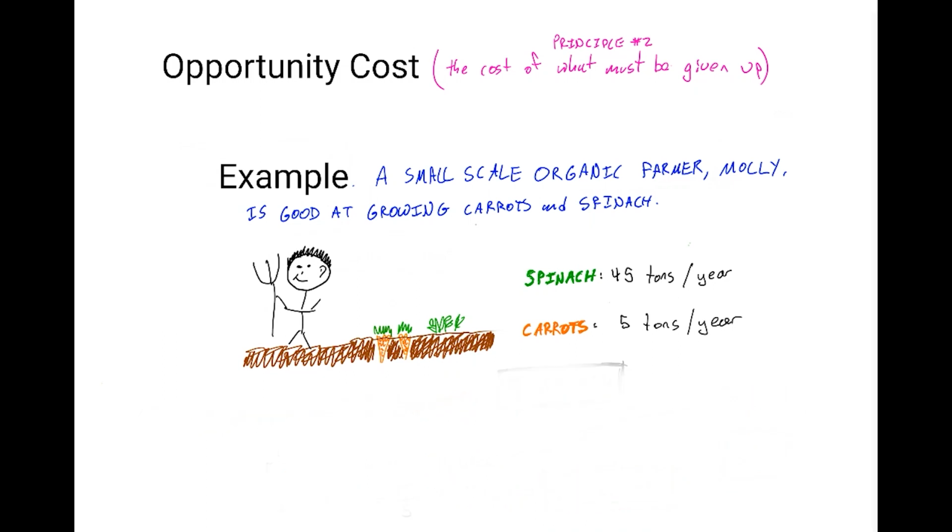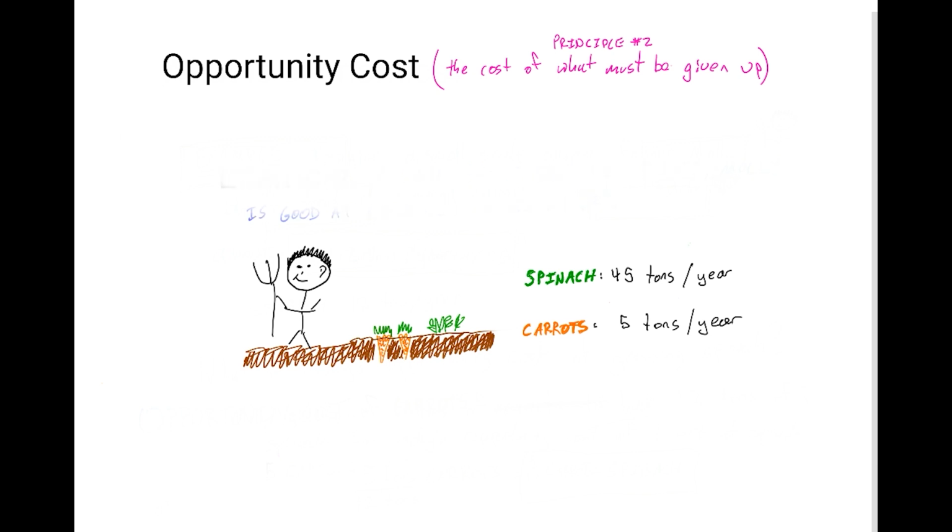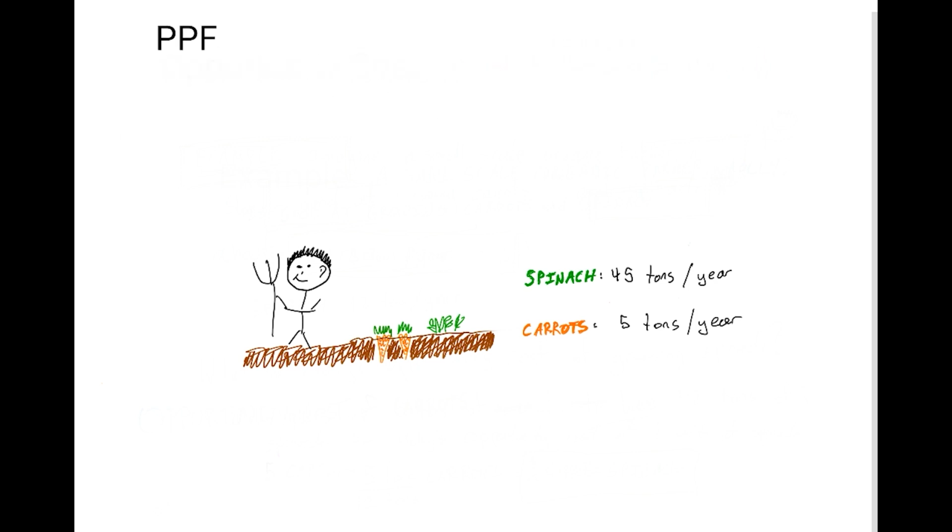Okay, so we've gone through and calculated Molly's opportunity cost for her farm. But you may have realized Molly doesn't have to choose either carrots or spinach. She can choose any combination. So let's go through and examine a range of crop choices she can make.